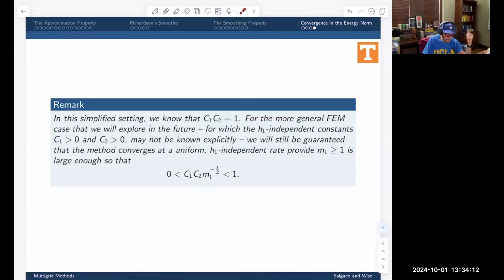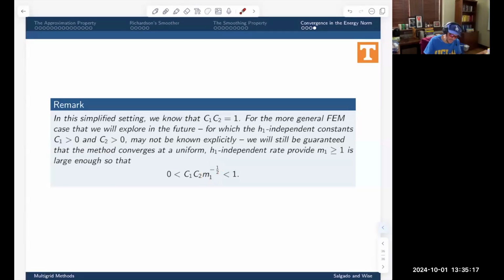All right, in the simplified setting, we showed that C1 is equal to the reciprocal of C2, and so the product of the two constants just gives 1. So that means we know that if we have M1 greater than or equal to 2, then we have convergence. Now, coming up in chapter 6, I think it is, we do this for the general finite element method in 2 dimensions and 3 dimensions, etc. We can't know the exact values of these two numbers. However, we always know that those two numbers are going to be independent of M1, independent of H, independent of everything, more or less. The only thing they're going to depend on is the geometry of the problem that we're solving.